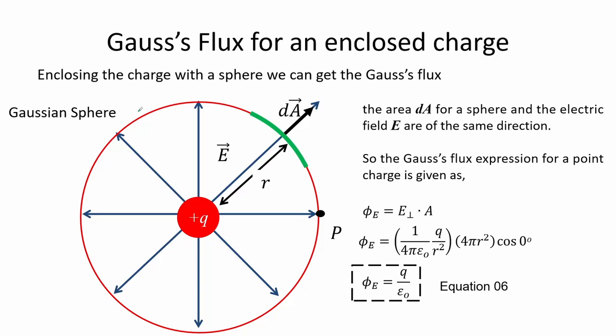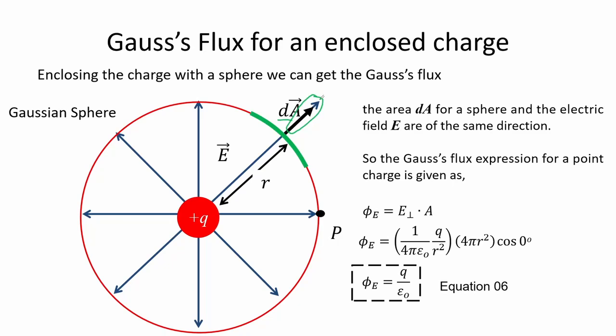Enclosing the charge with a sphere, we can get the Gauss flux. As mentioned earlier, the Gaussian surface is shaped to be a sphere due to the symmetry promoted by the point charge, which creates electric field lines like a sphere. If we take a representative area A in green, we see that the area and the electric field lines are parallel or pointed in the same direction, which is radially outward.